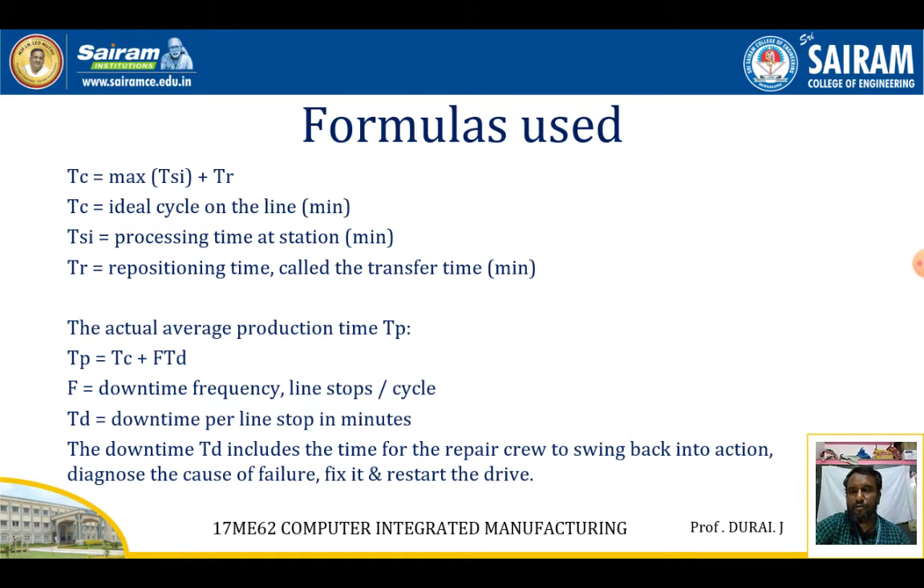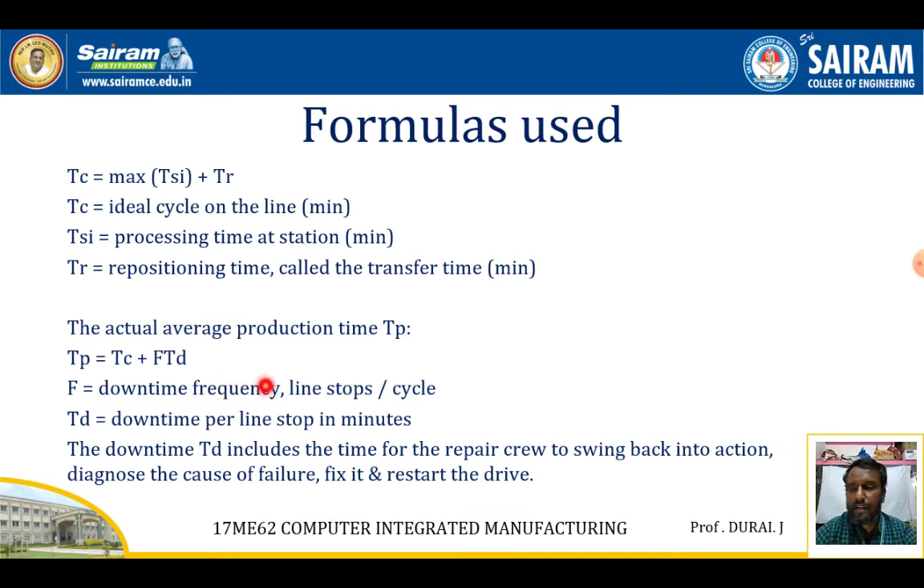Then comes the formulas used. TC is the cycle time. So TC is equal to max TSI plus TR. What is TSI? The processing time, and TR is the repositioning time, also called the transfer time. All the units are in minutes, because cycle time comes in minutes only. So we are going to take minutes here.